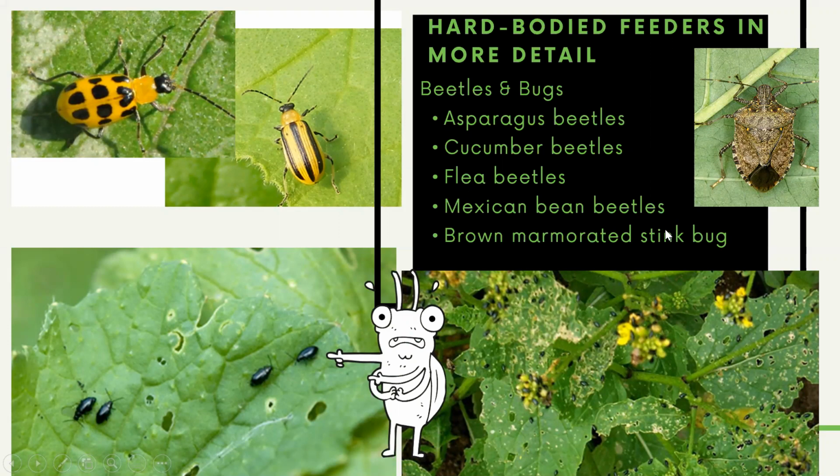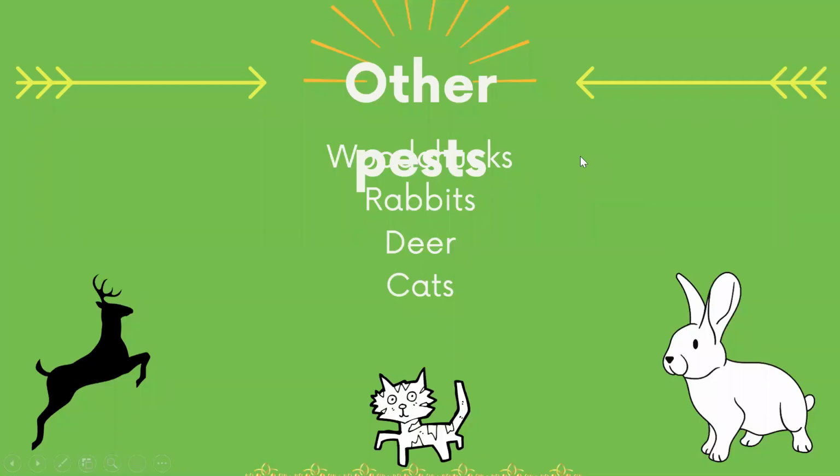All right, so let's move on. I'm not sure what happened to this slide. Formatting got off, but other pests in our gardens: woodchucks, rabbits, deer, and cats. On the resources slide at the end of the presentation, there's some good resources on woodchucks and deer.